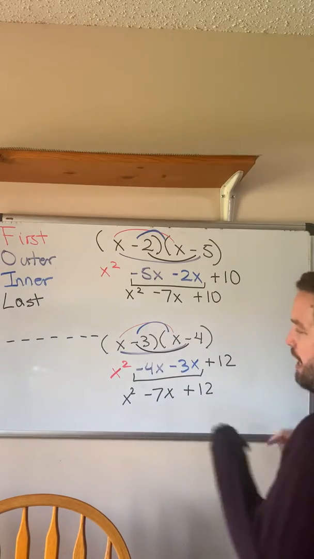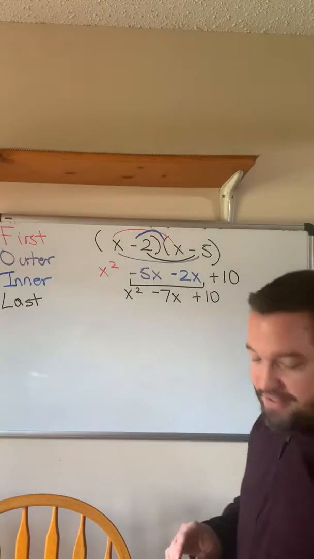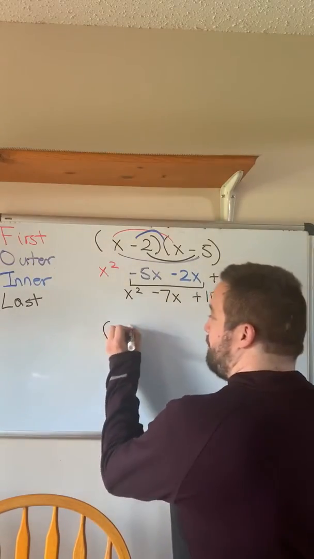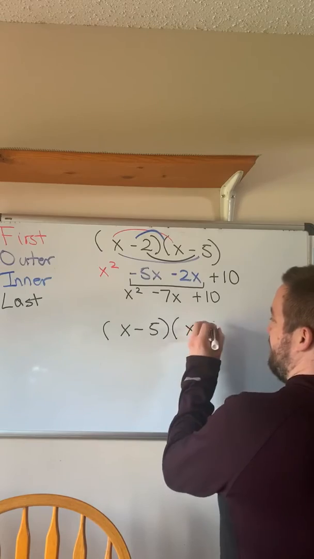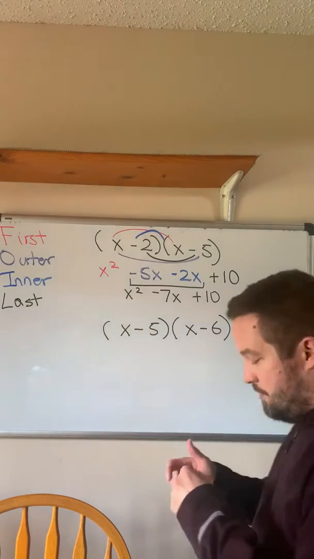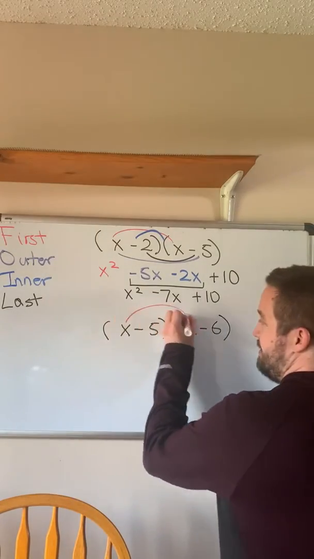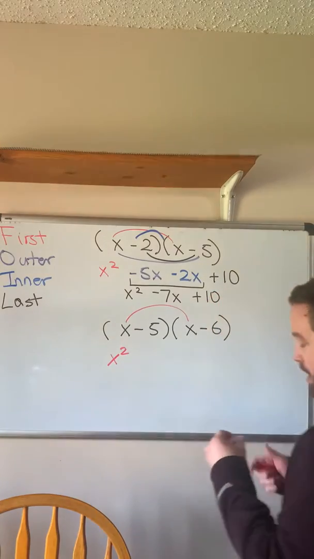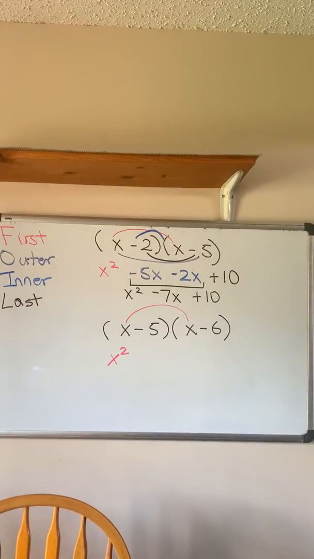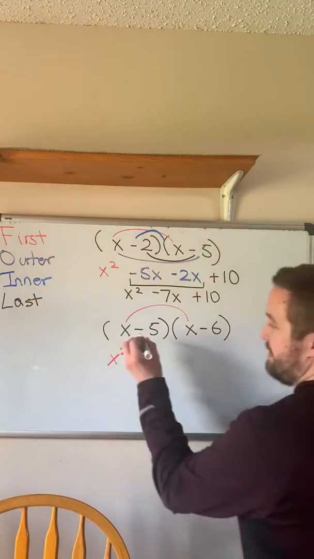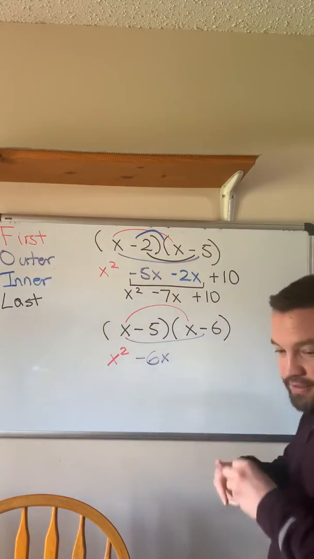All right, let's just try one more, okay? I'll keep this one up here as an example. Let's go with x minus 5 and x minus 6. Our process will stay exactly the same. I've got x times x, which is x squared. Now let's go outside. We're going to have x and a negative 6, a positive and a negative, which is negative 6x.